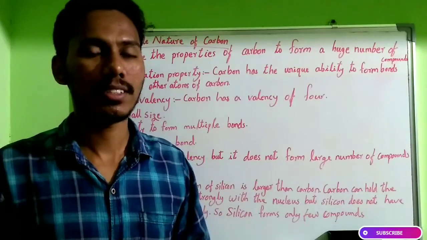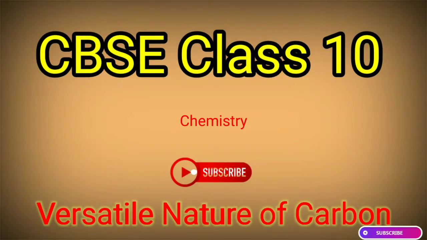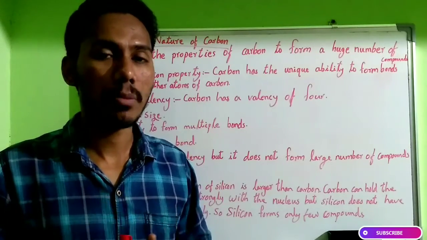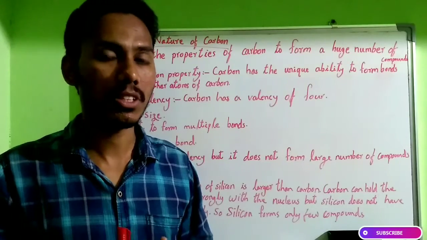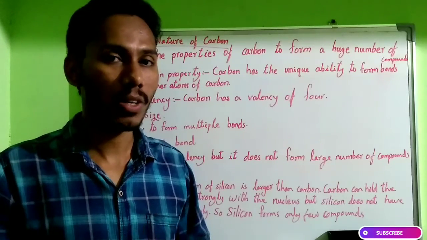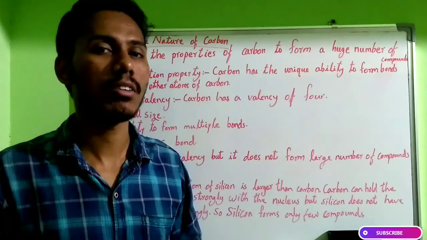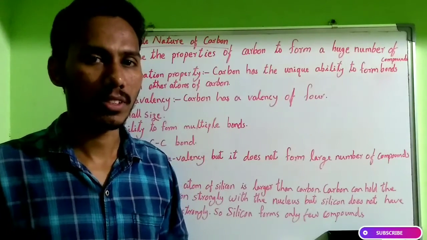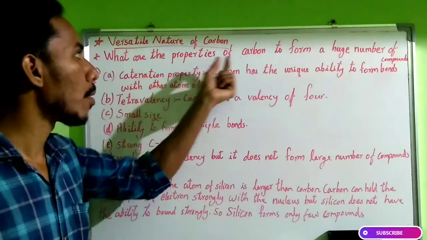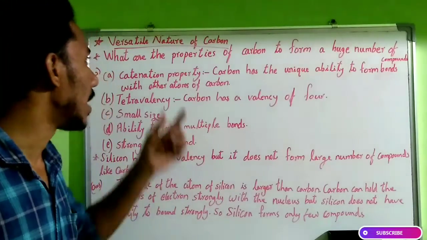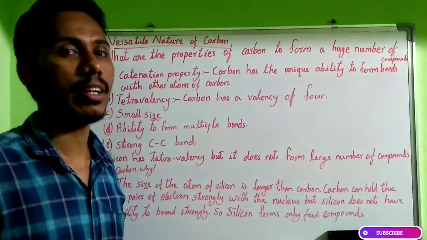Then we have to discuss the versatile nature of carbon. We discussed that there are a large number of carbon compounds that exist in our world. It includes the compounds produced by living organisms. Most carbon compounds are formed in living things. Why are there so many compounds made using carbon? What are the properties of carbon that allow it to form a huge number of compounds? That is the question. It's an important question.